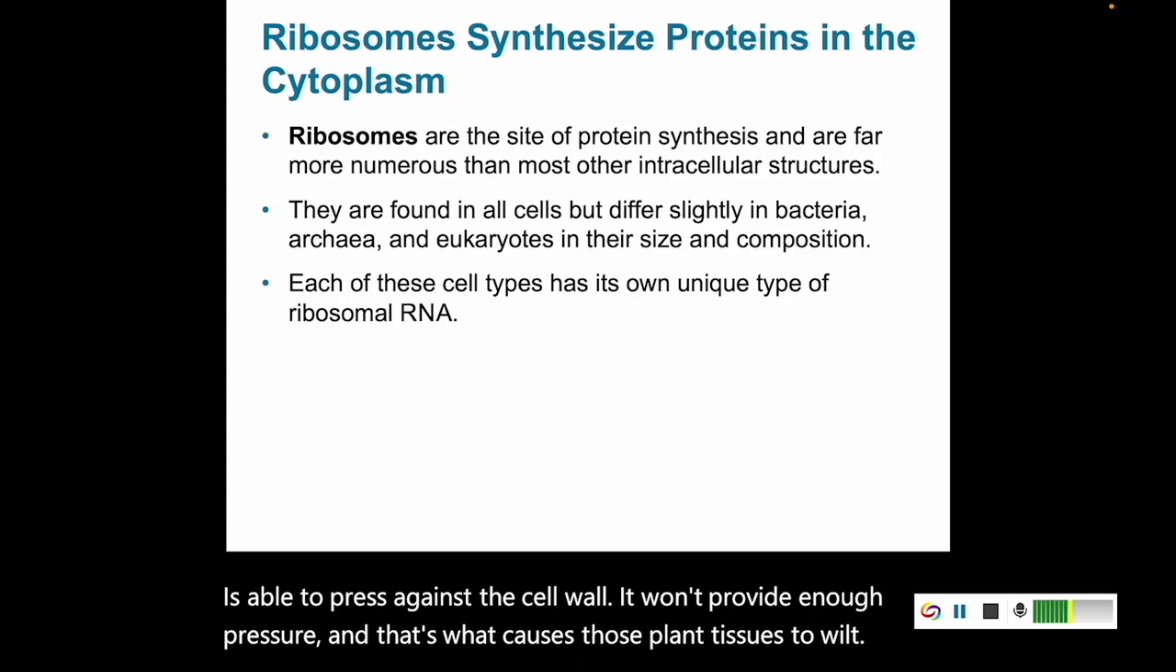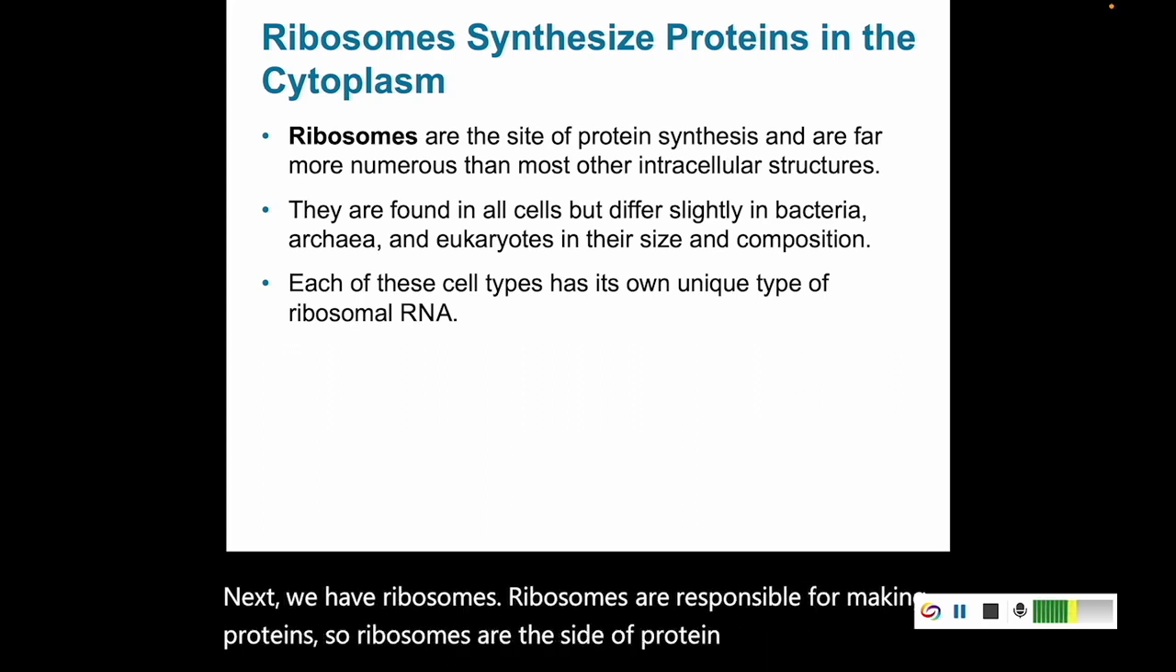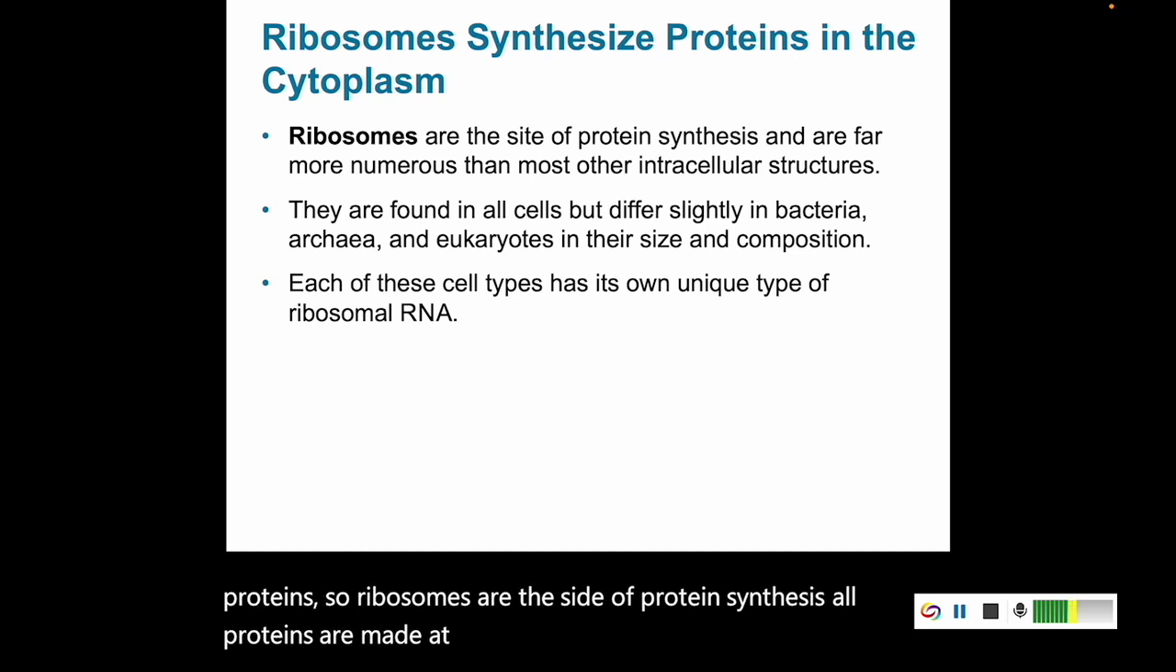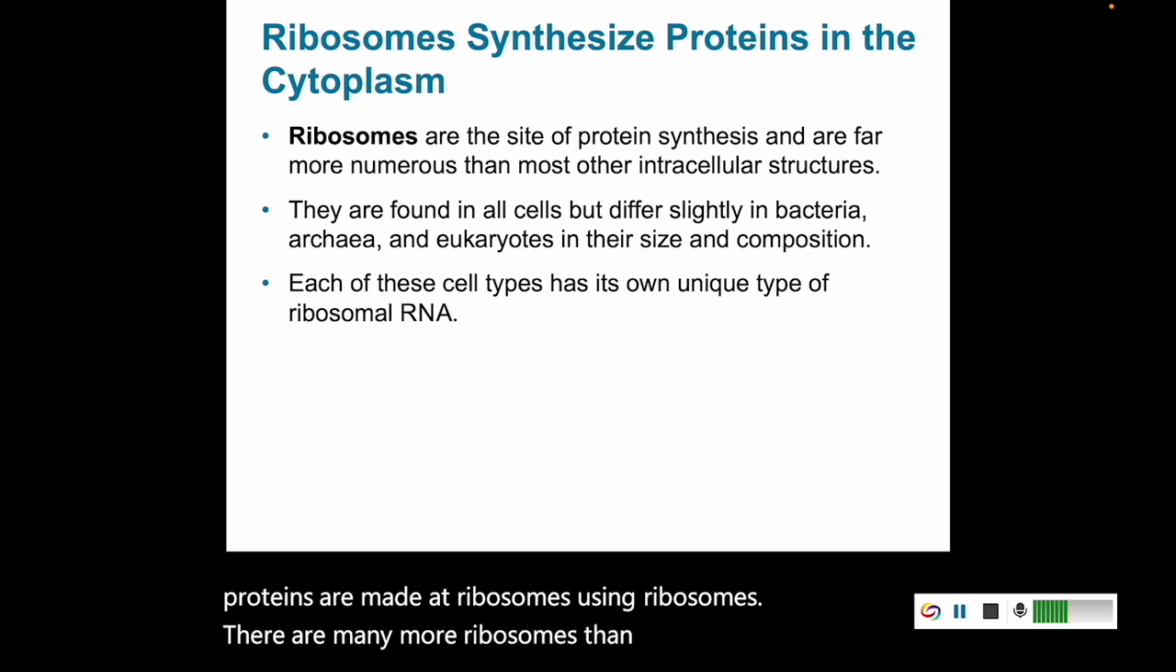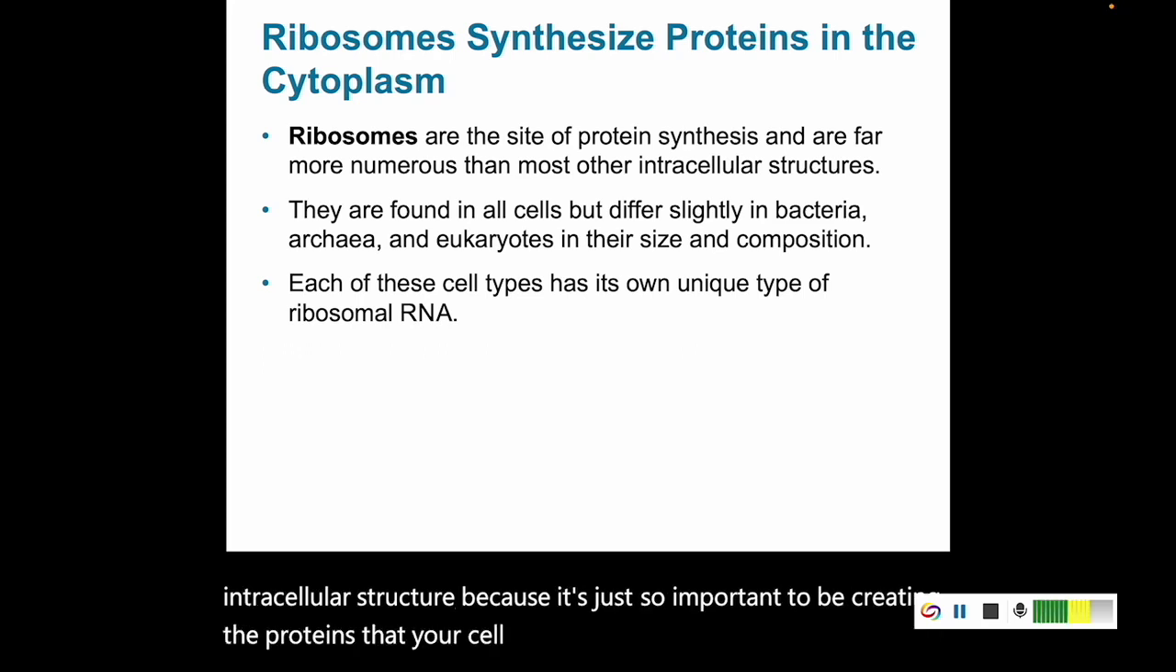Next, we have ribosomes. Ribosomes are responsible for making proteins. So ribosomes are the site of protein synthesis. All proteins are made at ribosomes. There are many more ribosomes than almost any other intracellular structure because it's just so important to be creating the proteins that your cell needs. They are found in all cells.